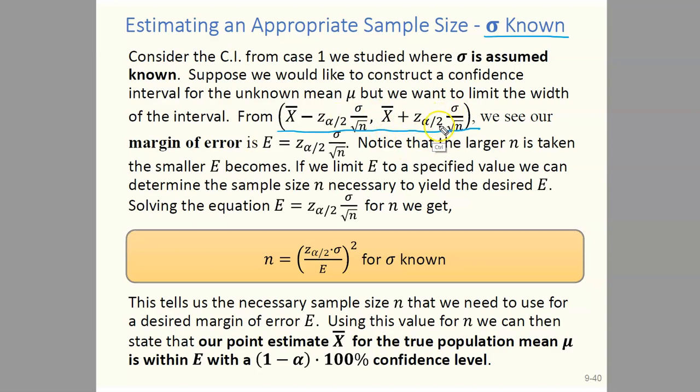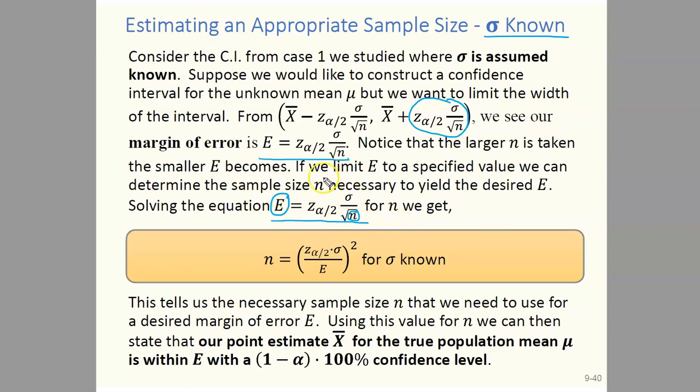Now this quantity right here in our confidence interval, that's our margin of error. That determines the width of our confidence interval. You see, twice this number is the width of our confidence interval. So if we want to limit the width of our confidence interval, which is determined by this value e right here, what we can do is take this equation right here, specify what we want e to be. Remember, e is half the width of our confidence interval, and then we can solve this for n.